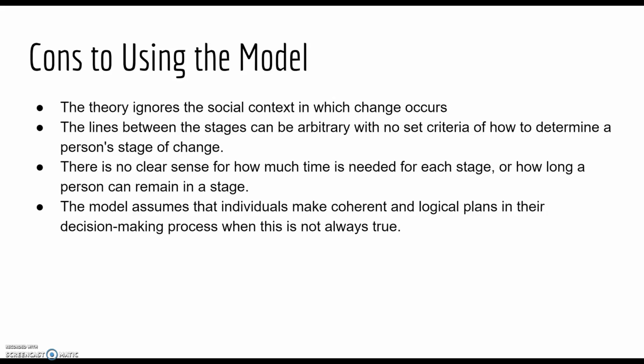That's not true. There is no clear sense of how much time is needed for each stage either, or how long a person can remain in one stage. So if you're a researcher going through this, you have to be closely monitoring that human behavior to specifically know what stage they're in, and when and if they've gone backwards. So that is one con. And lastly, the model assumes that individuals make coherent and logical plans in their decision-making process, which we know is not all true. We're human.